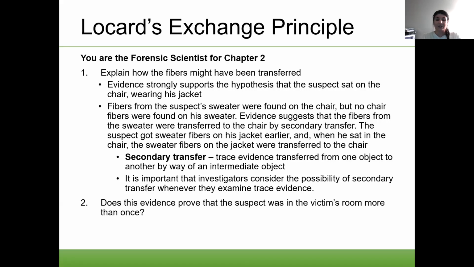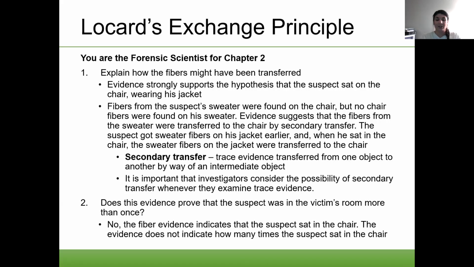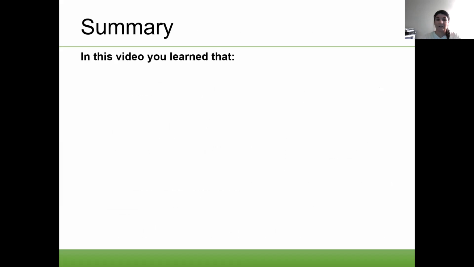And then the second question, does this evidence prove that the suspect was in the victim's room more than once? No. The fiber evidence indicates that the suspect sat in the chair. It does not indicate how many times the suspect sat in the chair. It doesn't matter if there's a whole bunch of fibers on the chair or not. Evidence only shows what is there and what is not. It does not show how many times that person would have sat in the chair.